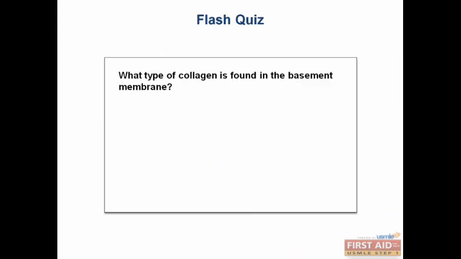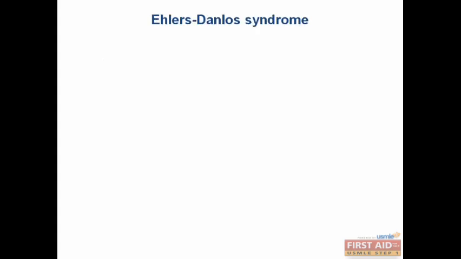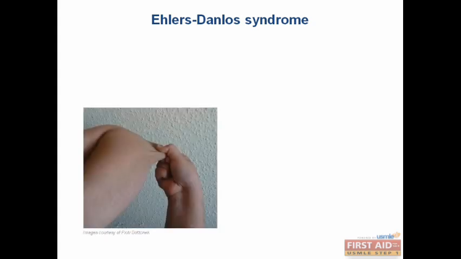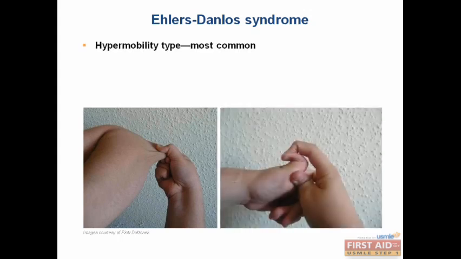And here's the last flash quiz for this section. What type of collagen is found in the basement membrane? Remember, type 4 under the floor, so type 4 is in the basement membrane. Collagen defects can also cause Ehlers-Danlos syndrome. There are several types of Ehlers-Danlos syndrome, all of which involve hyperextensible skin, which you can see in this image. The most common type is also known for having hypermobile joints, which you can see here.